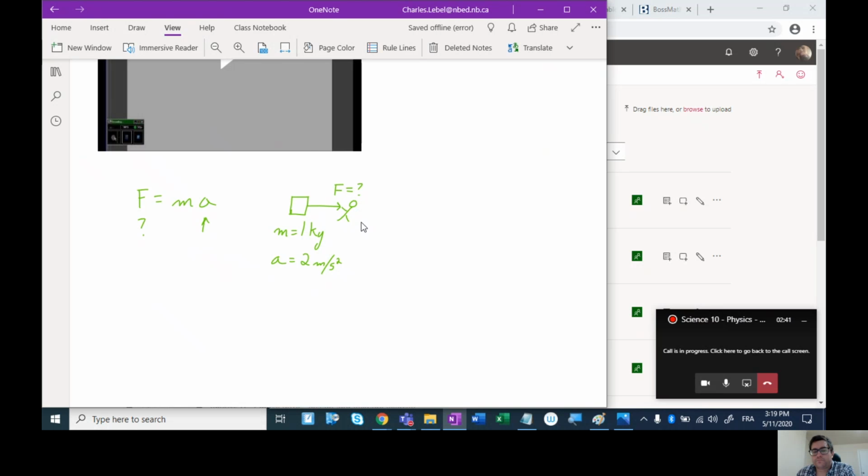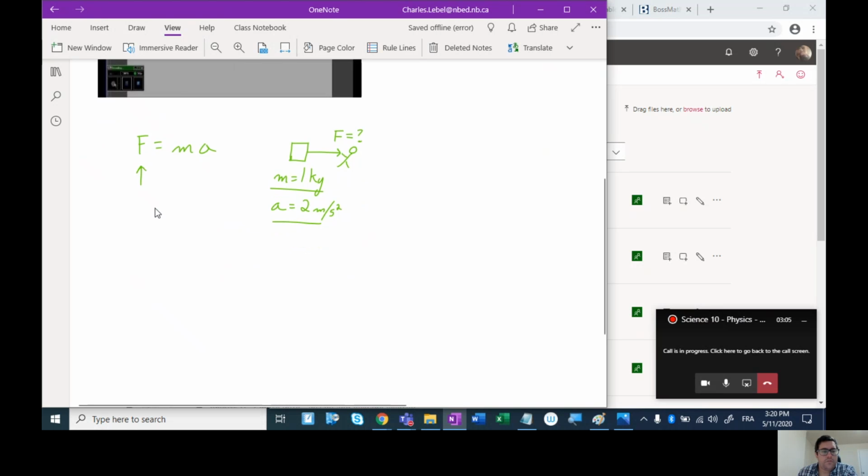So the force is unknown. But if we want to accelerate a mass of 1 kilogram at a rate of 2 meters per second squared, we can ask using the formula. So basically, this is a formula to help you find F, right? Because you don't have to do any math. You just have to replace. M is 1, A is 2, and you basically get the answer.